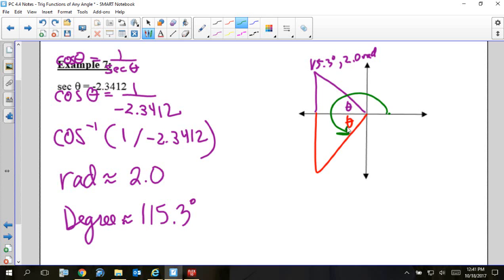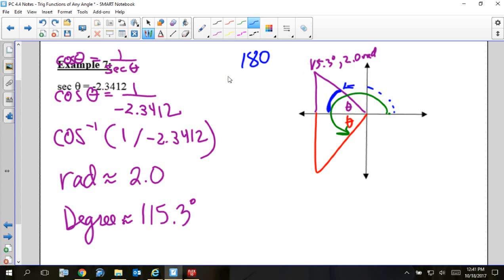Do I have the reference angle yet? I do not. I have 115 degrees. That is not acute. So up here, I need to know this part. So this part right here is the 115. How do I find the other part of it? Subtract from 180. They're supplementary. They add up to be 180.